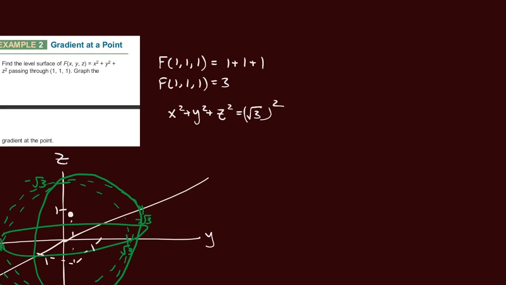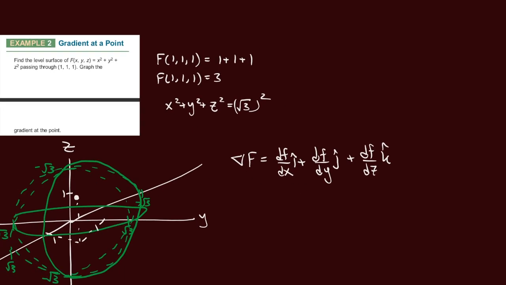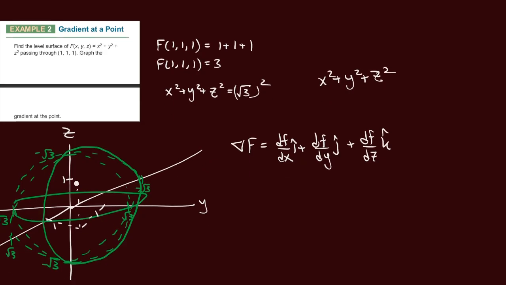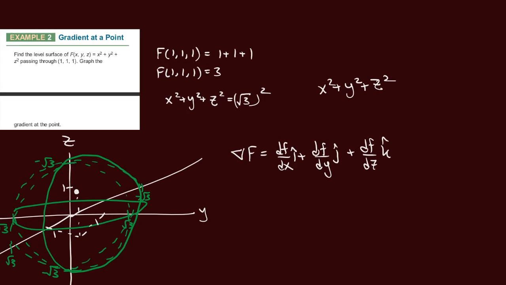So let's write the gradient function. Okay, so we have to differentiate x squared plus y squared plus z squared with respect to the following. So with respect to x, it should be just 2x. With respect to y, it'll just be 2y. With respect to z, it'll be 2z.